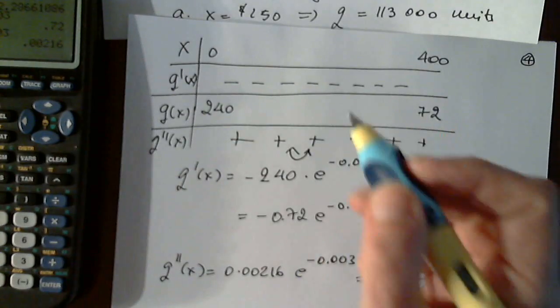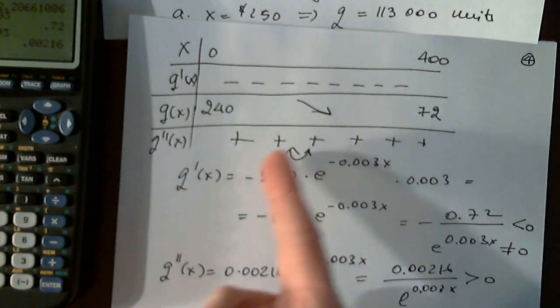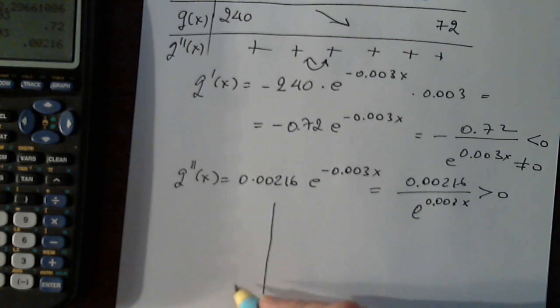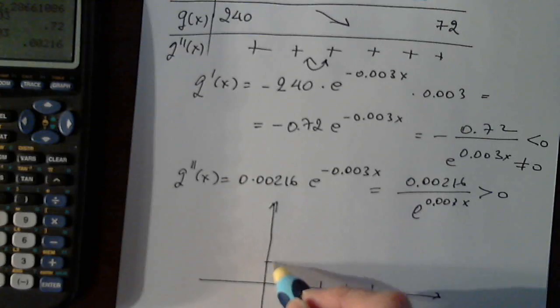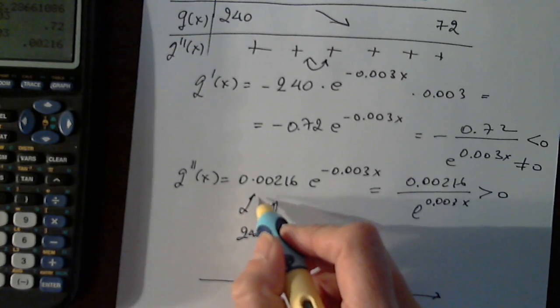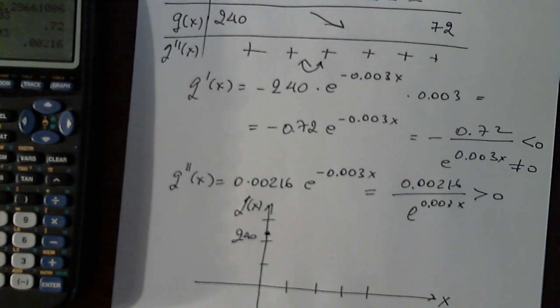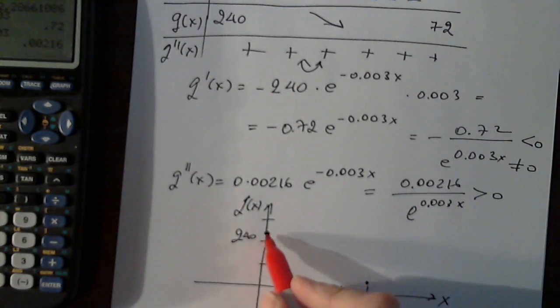So between 240 and 72, the function is decreasing, and the sign supports the decrease. And it opens up. So ready to graph this function. One, two, three, 400. And 1, 2, 3. So this is 240, and at 400 is 72. The function is decreasing and opening up. Here it is.